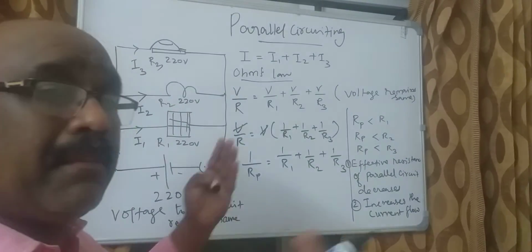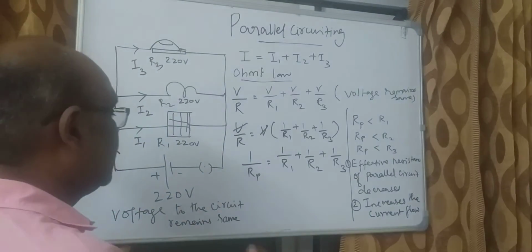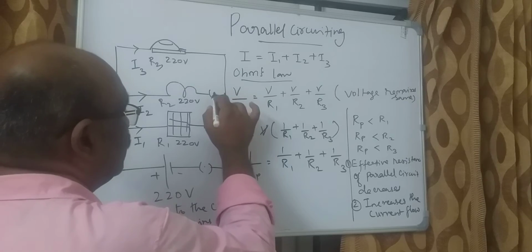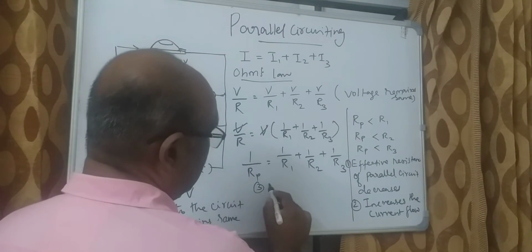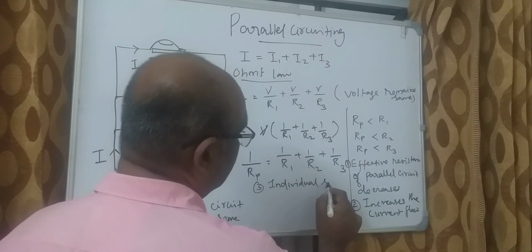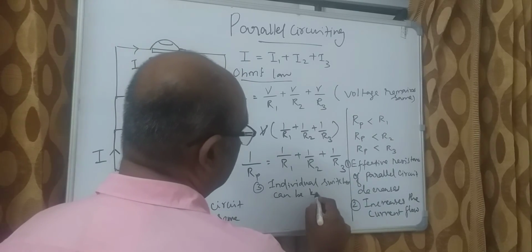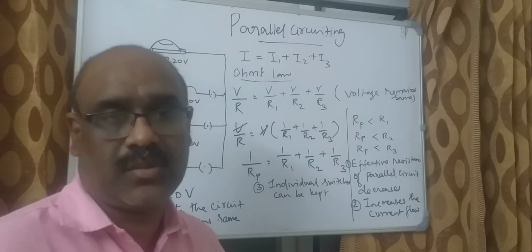And another major advantage of using a parallel circuit in household wiring is that we can keep individual switches over here. Here also we can keep individual switches. The third point is individual switches can be kept. So we can keep individual switches for the circuit.